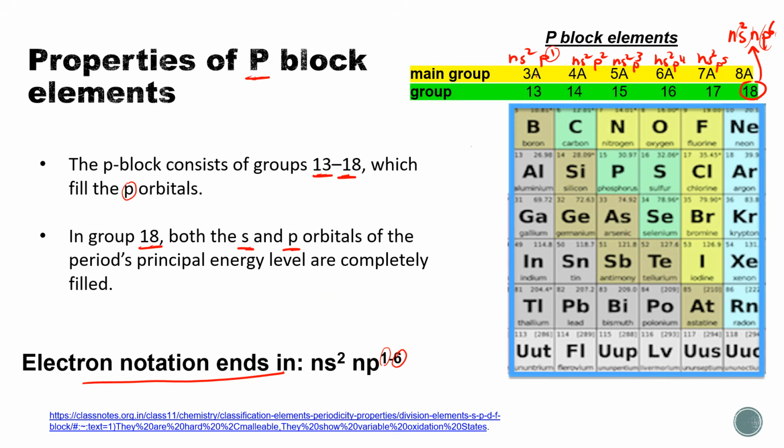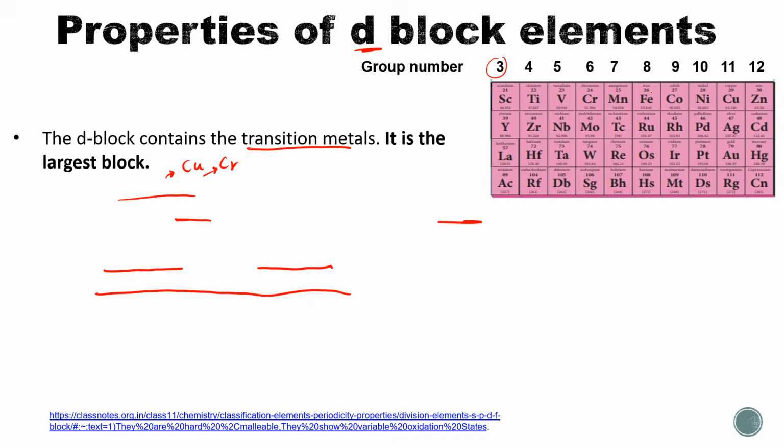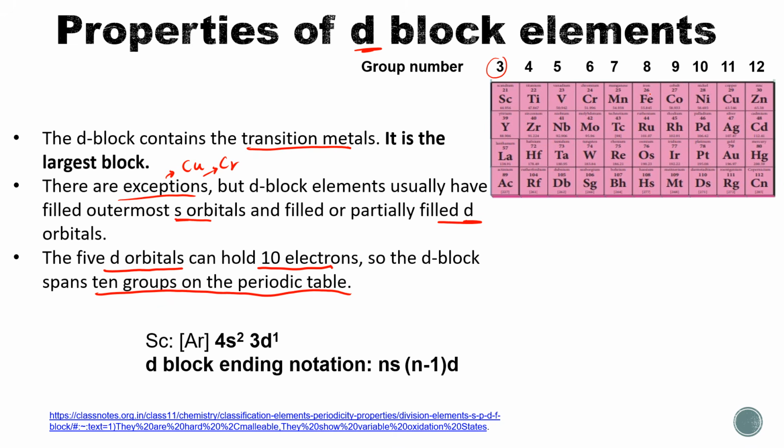The p orbital can hold 6 electrons, right? So that's why the p block spans 6 groups, and so on. Okay, so same ideology or same analogy. So for example, scandium, which is here, has the noble gas notation of 4s2 3d1.